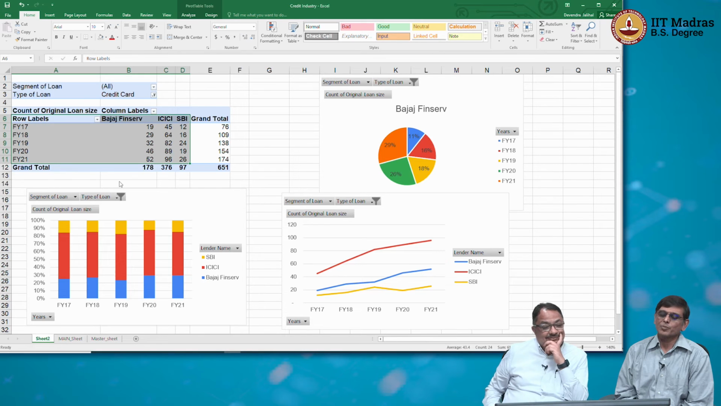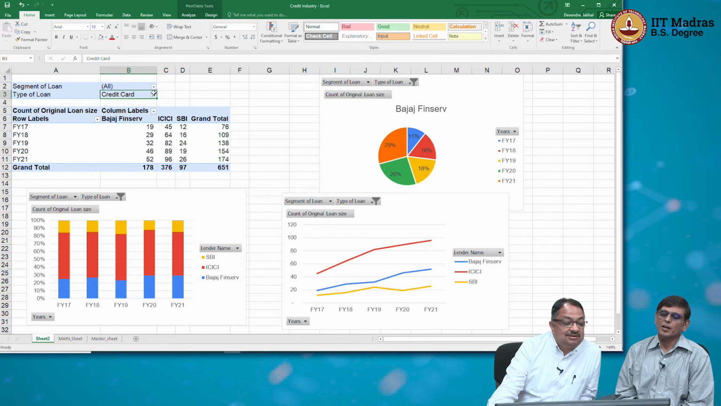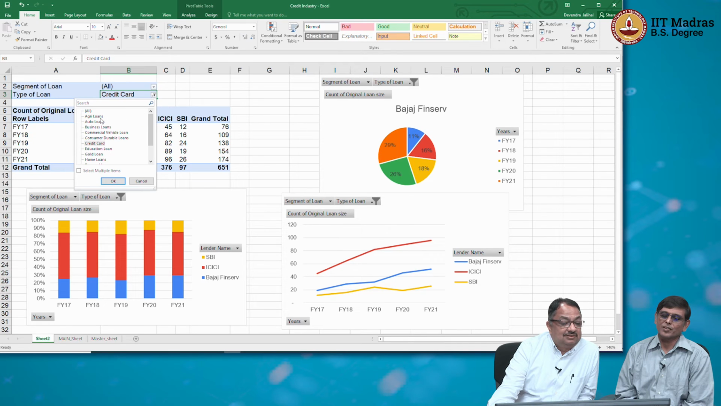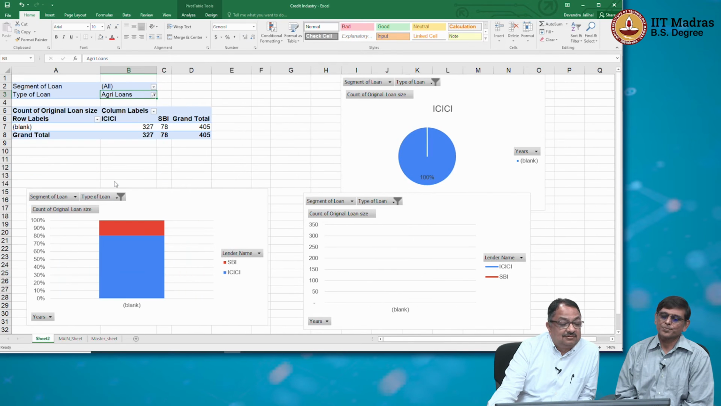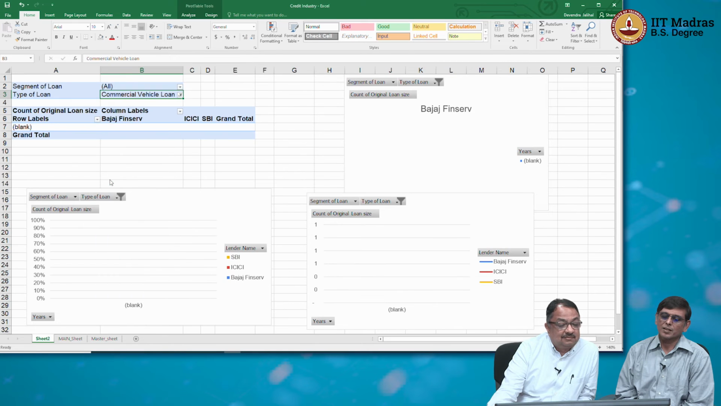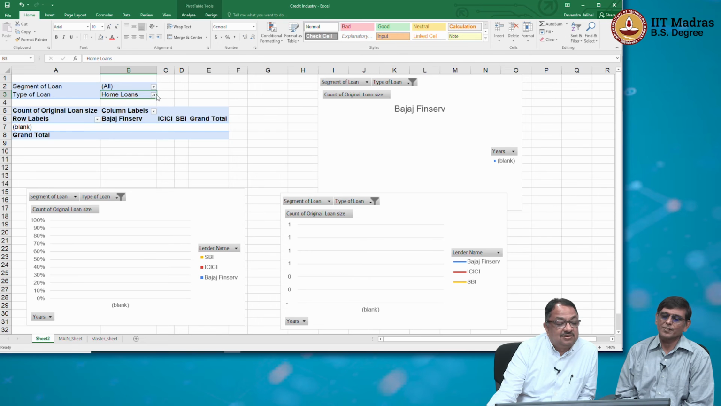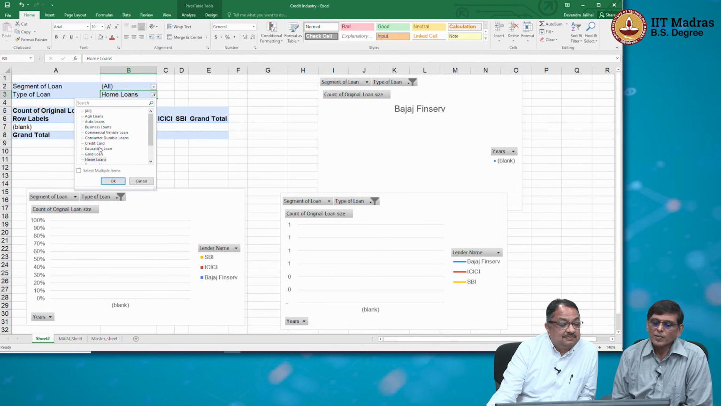What else? Can we see one more? What would you like to see? Agri loan, I don't know. Do we have data? I think we don't have data. Commercial vehicle loan, is that there? No, data is not there. Home loans? Home loan is not there. They have given us only some information, I think. Commercial loans were there, no? Personal loan may be there. Business loans were there.